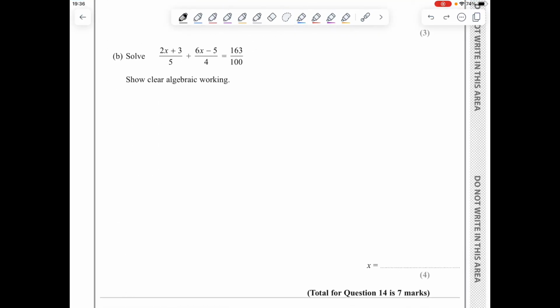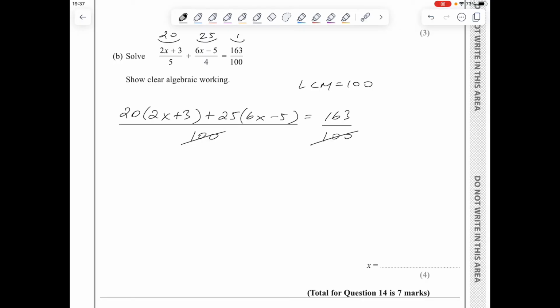For part B, I will make the denominators the same, and the lowest common multiple of the denominators is 100. So I'll multiply the first fraction by 20, second by 25, last one by 1. So I get 20 times 2x plus 3 plus 25 times 6x minus 5 is equal to 163. Now you can write the denominators if you want and then cross them out like this. But since we know they will be cancelled out, no need to write them down.